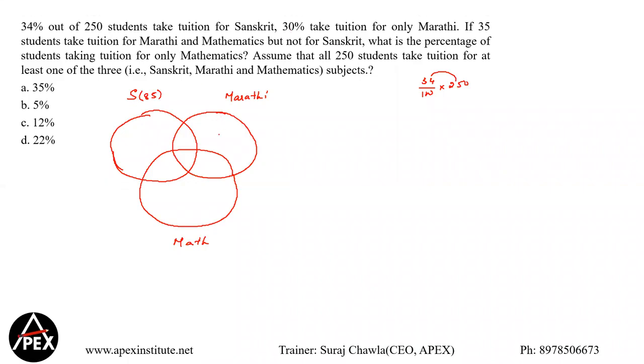30% take only Marathi. So 30% of 250 means 75 take only Marathi. 35 people take Marathi and mathematics only, but not Sanskrit. That is 35 here. What percentage of students take only mathematics, assuming that you have a total of 250 students?